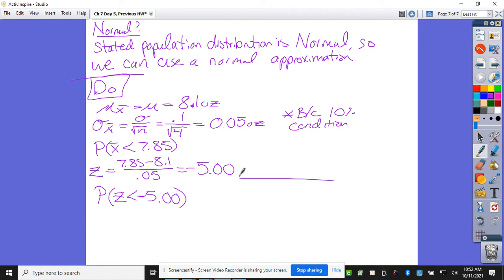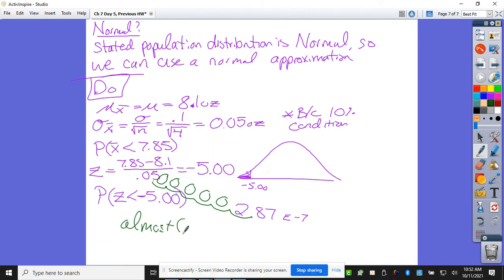So if you do it in your calculator, you're going to get something like 2.87 e to the -7th. So that -7th means I'm going this way, 7, 2, 3, 4, 5, 6, which means there are 6 zeros in front of that number. Almost 0 is fine. Or it's 6 zeros, 287.